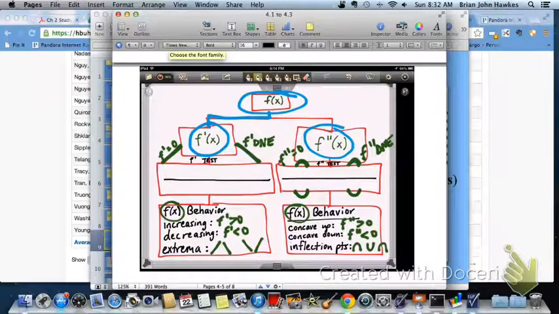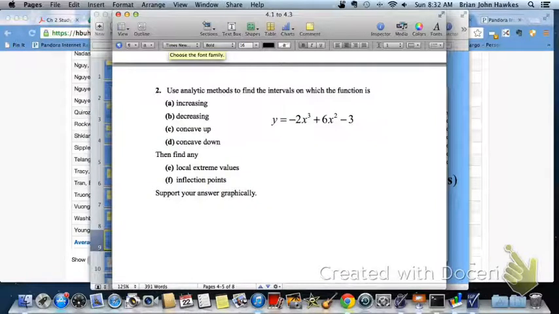Okay? And that's the general format that we're going to follow if we want to use our first and second derivative tests to analyze the graph of the function. So keep that in mind, and then we'll get started. And back to our example.